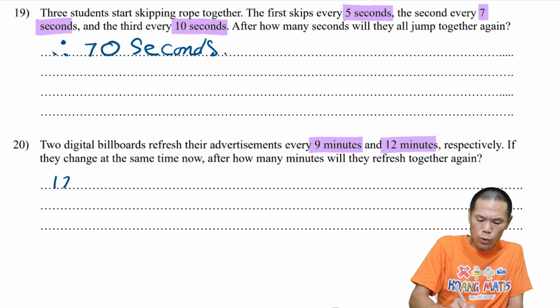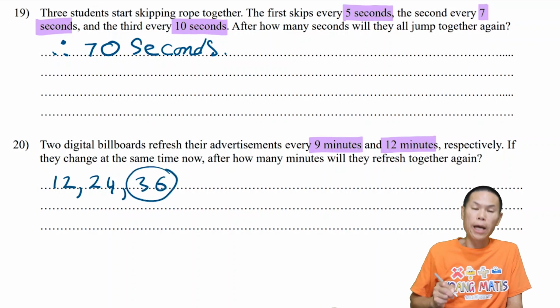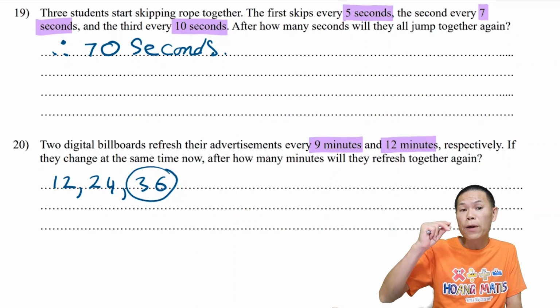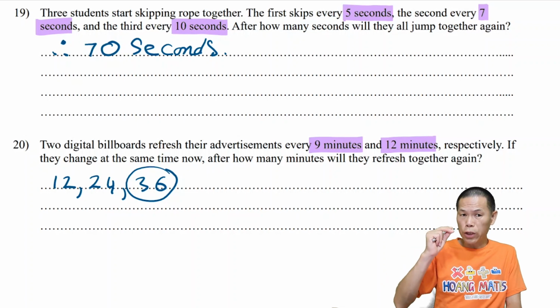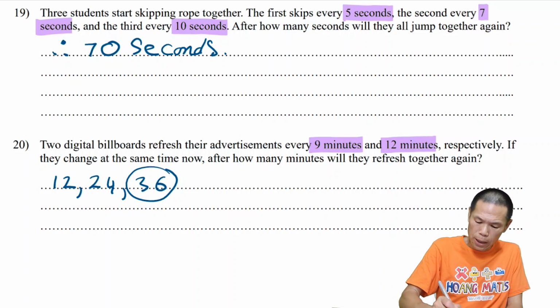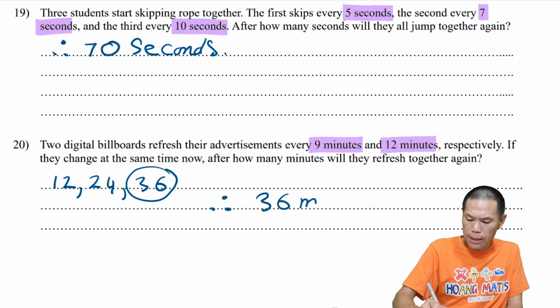So we list 12. 12, 24, 36. We stop there. 36 is a multiple of 9 as well, because 9 times 4 is 36. So therefore, 36 minutes later.